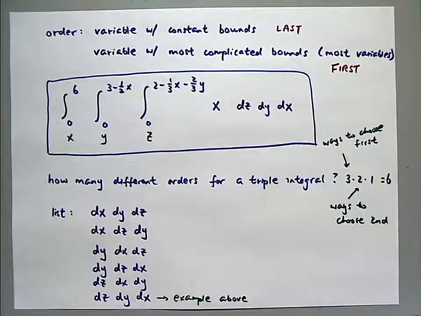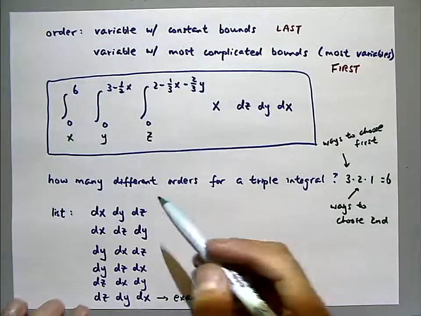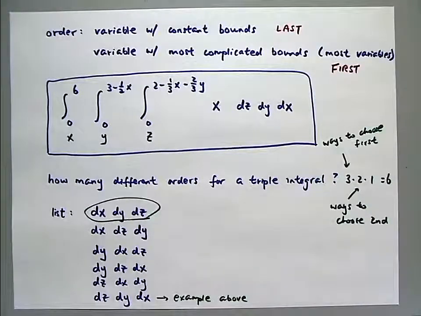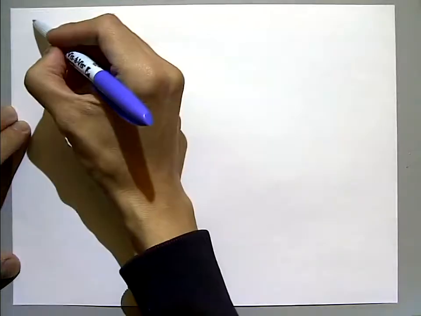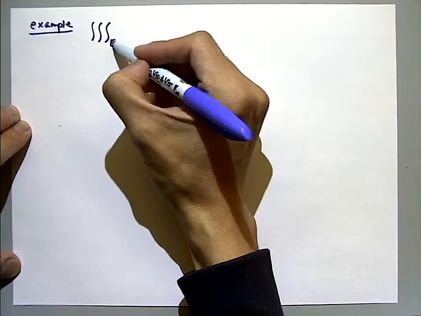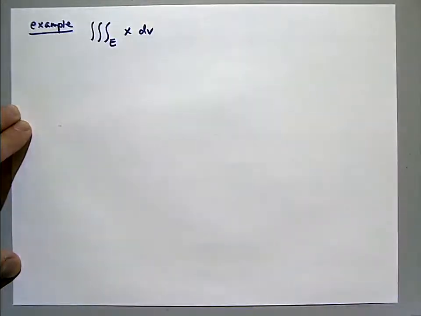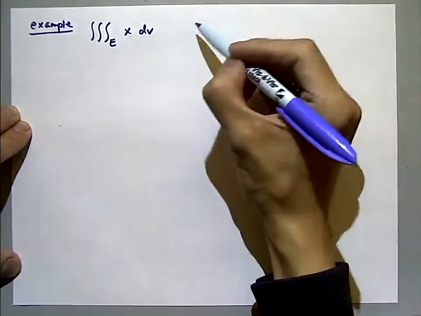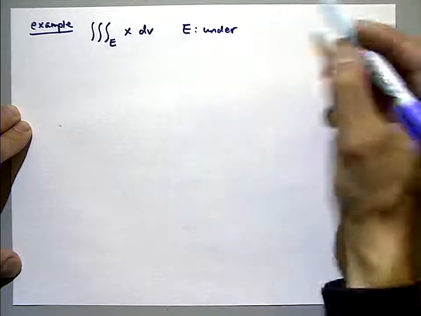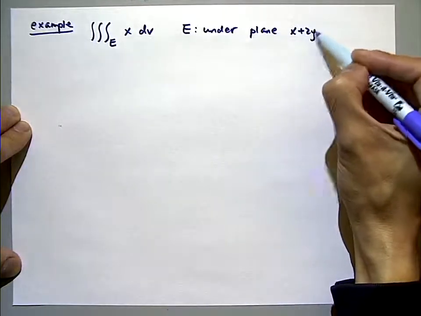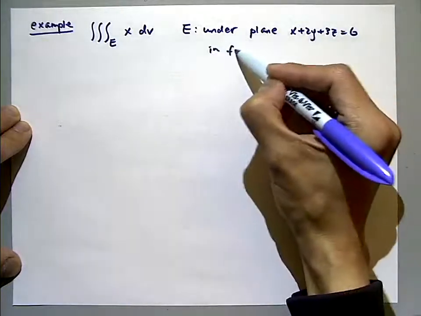Okay, let's choose one of these and do another example with the same solid. Let's go with, how about this first one? Let's try this one, dx, dy, dz. Okay, same region, same solid E, same integration we're doing here. E is the same as last time, under plane x plus 2y plus 3z is equal to 6 in first octant.